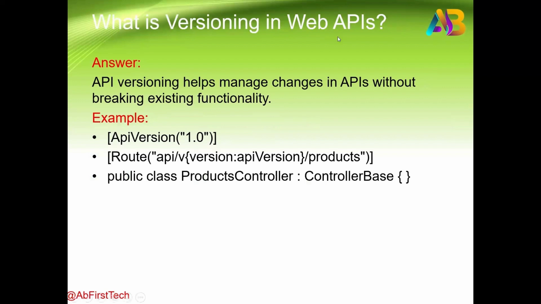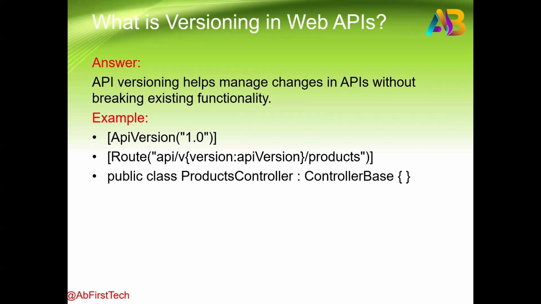What is versioning in web APIs? API versioning: when we have different versions, you have to maintain version history. For example, you will define different routes with version 1.0, 2.0, 1.1, 2.1, like that. Why is versioning required? This helps us manage changes without breaking the existing functionality. For example, version 2 you want to give to another client, and version 1 is already used by some other client. So version 1 should not be changed. Why? Because if you change something, it may break the existing functionality.